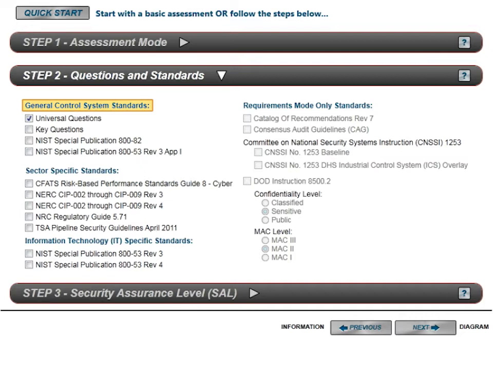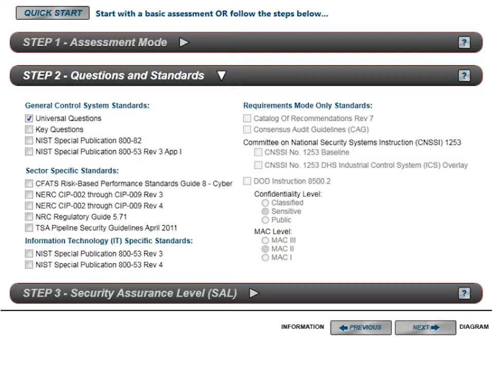The General Control System standards are not specific to any sector or industry and can be used by all industrial control system asset owners. The universal questions were taken from the DHS Catalog of Control System Security, Recommendations for Standards Developers document, which in turn was modeled around the format and controls from the NIST Special Publication 800-53. 14 additional industry standards were used to create the DHS standard.